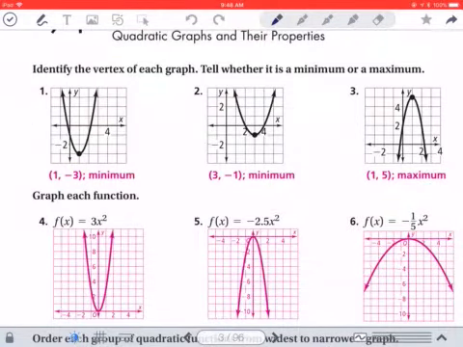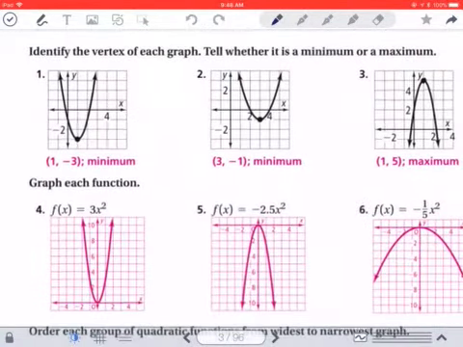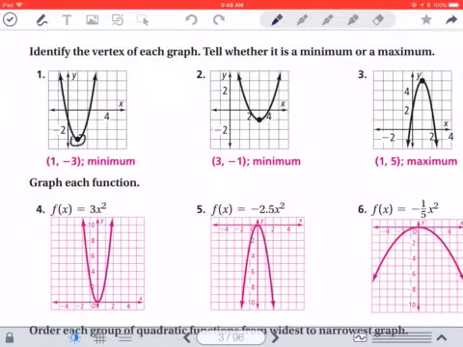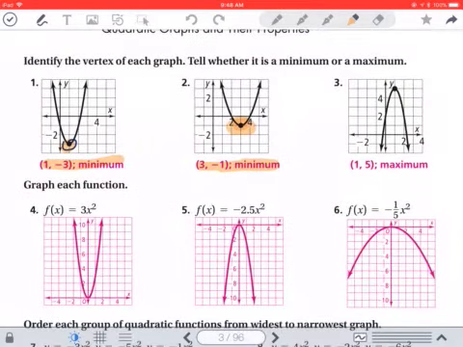So number 1, it says identify the vertex, tell whether it's minimum or maximum. Vertex is right here, (1, -3). So therefore it is a minimum because it dips down. Number 2, (3, -1). It's a minimum because it reaches its lowest point at that vertex. Number 3 is a maximum, (1, 5).